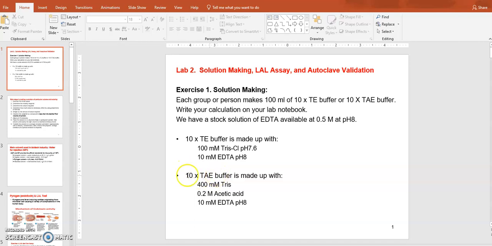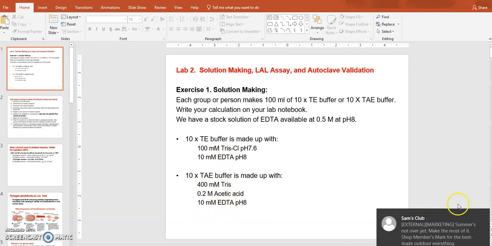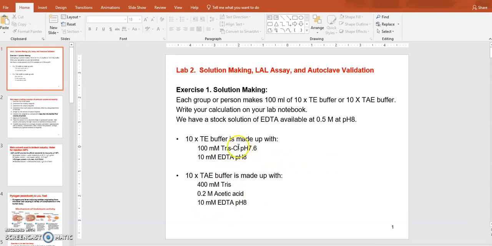If you're making a 10x concentrated stock, it requires 400 millimolar Tris, same Tris base, and then 0.2 molar acetic acid. So by combining Tris base with 0.2 molar acetic acid, you will adjust the pH of the Tris to kind of neutral pH range. Okay, that's why you add acid there. And then 10 millimolar EDTA. So they're kind of similar if you look at it. I mean, hydrochloric acid is used there. Instead, you are using what? Acetic acid there. So that's the only difference. If you combine these 3 compounds together, you will get to make 10x TAE buffer.